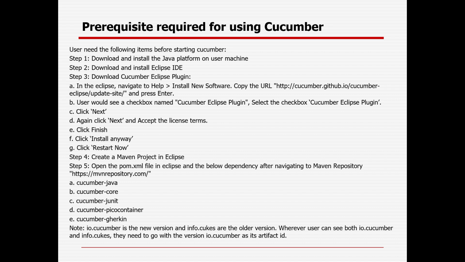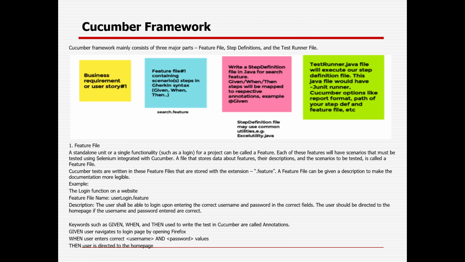So first you need to download the Java relevant things, you need to have your Eclipse, you can create a Maven project, and you need to have the Cucumber plugin installed in your Eclipse. You need to add the dependencies like Cucumber Java, Cucumber Core, Cucumber JUnit, Cucumber Pico Container, Cucumber Jenkins, and JUnit and Selenium as well.